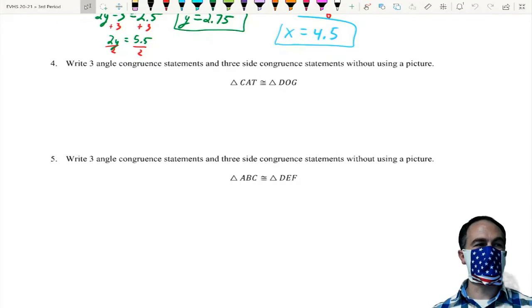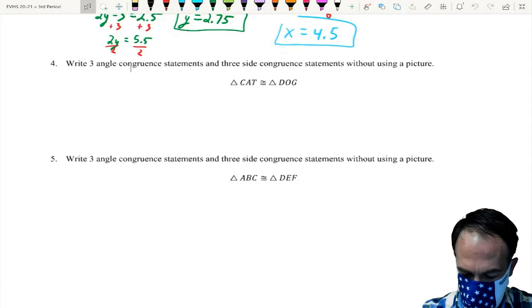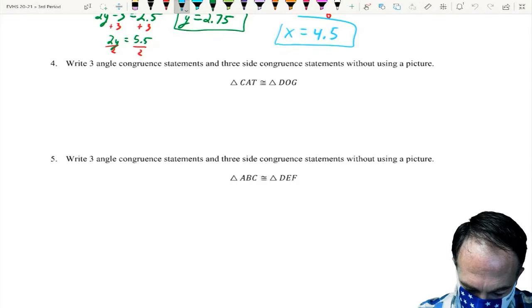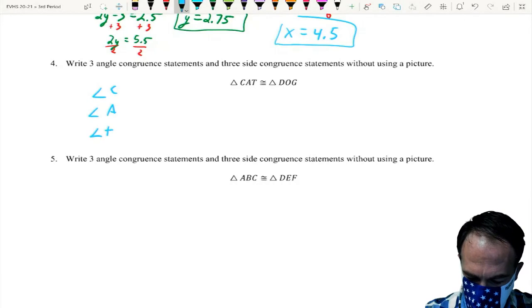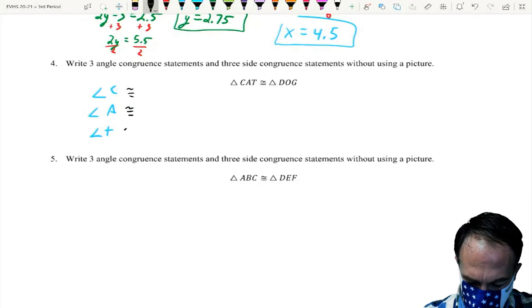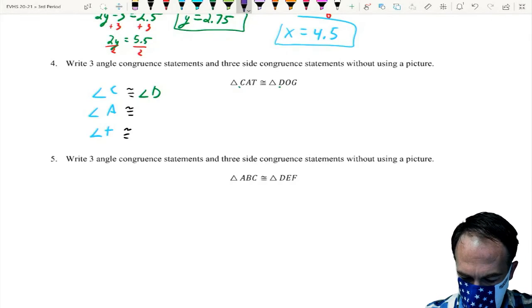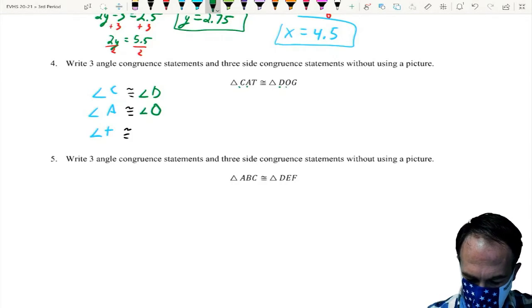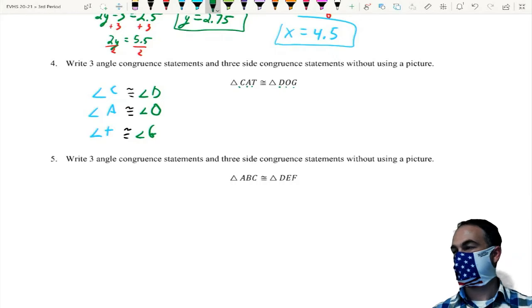Okay, number 4, write 3 congruent statements and 3 angle congruent statements and 3 side congruent statements. Okay, so here I've got triangle CAT and triangle DOG. Now, here I've got angle C, angle A, and angle T. And I know that those are congruent to, well, angle C in first position is going to be congruent to angle D. Angle A in the second position is going to be congruent to angle O. And then angle T in the third position is also congruent to angle G in the third position.